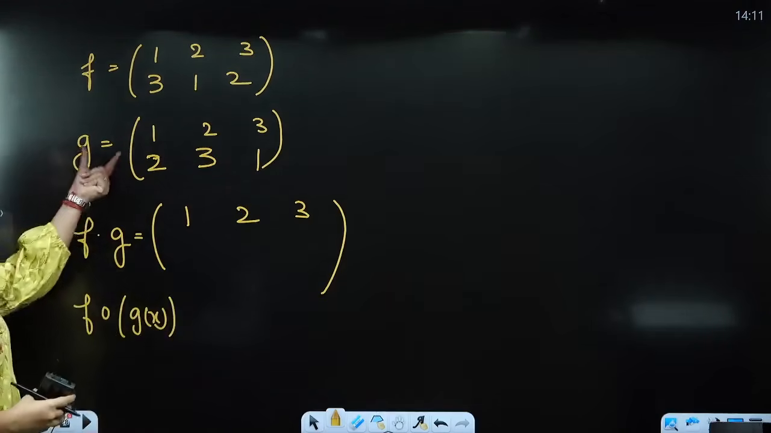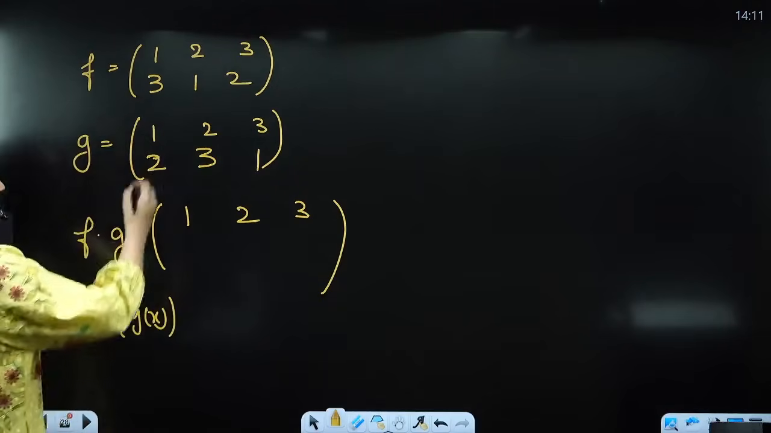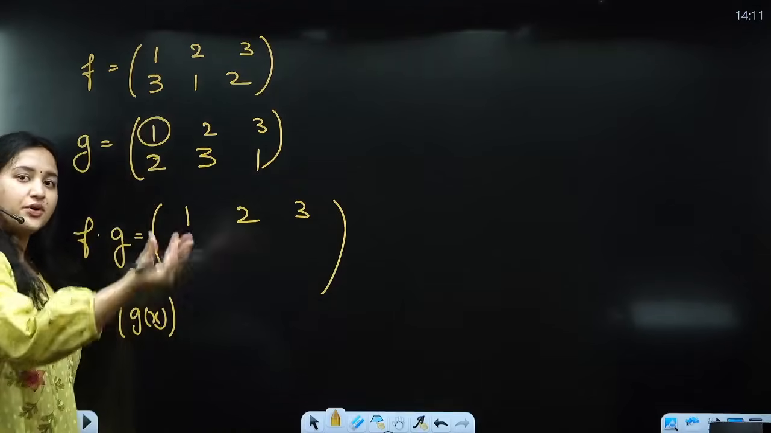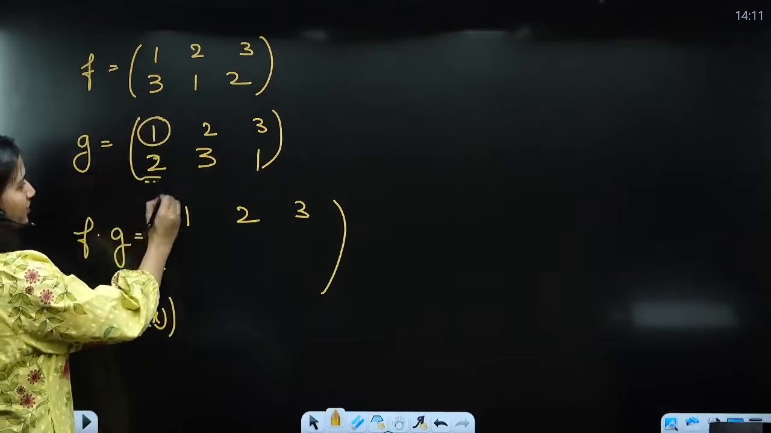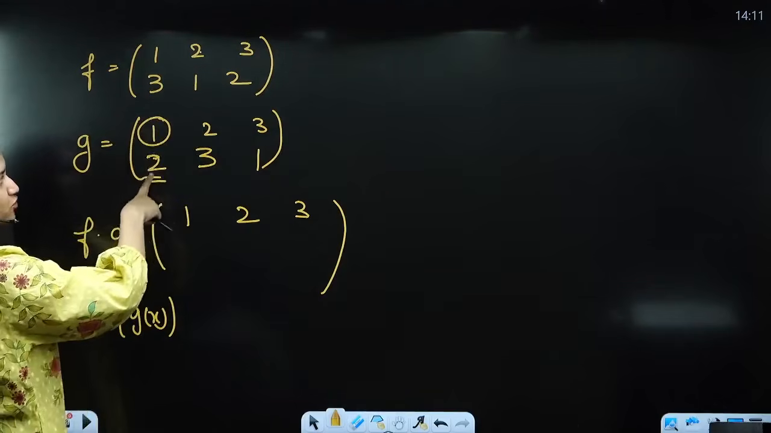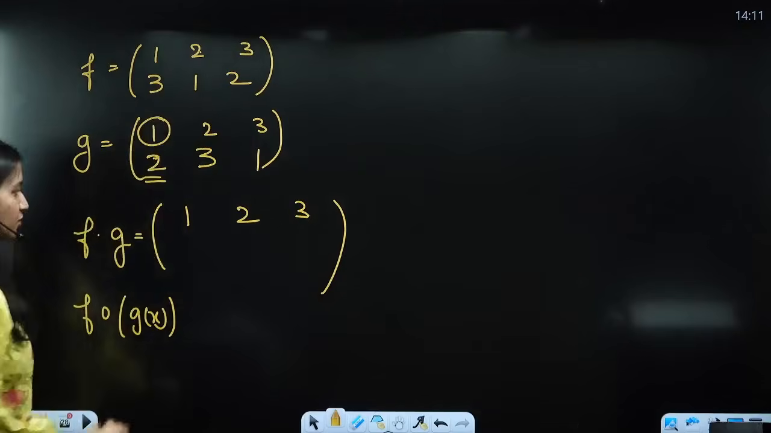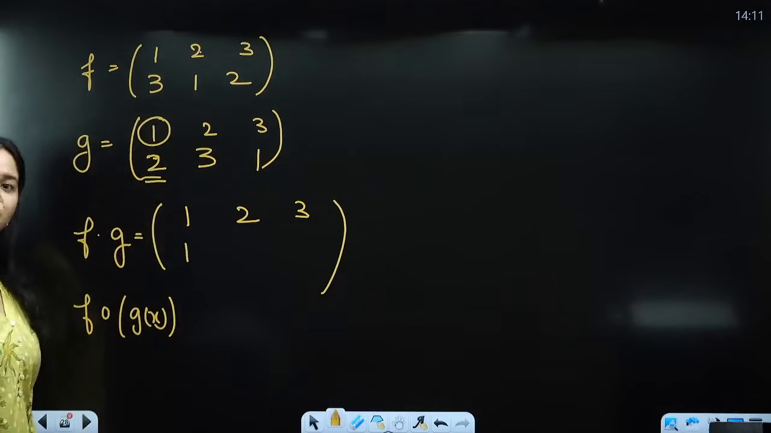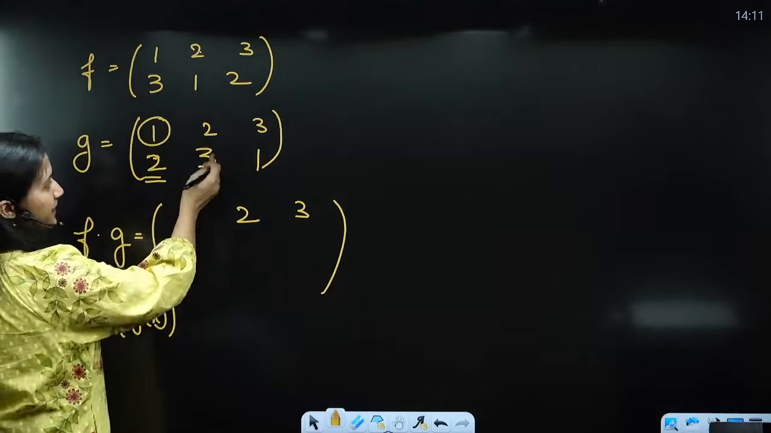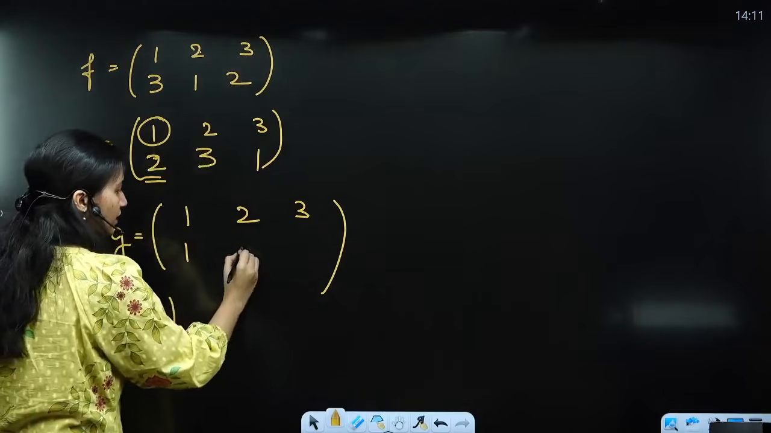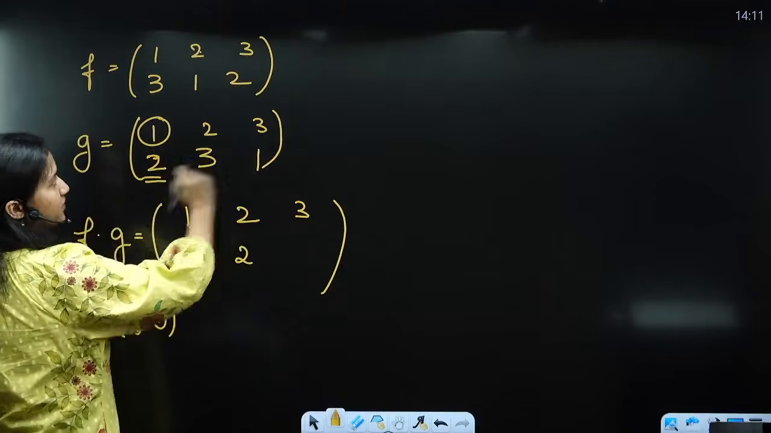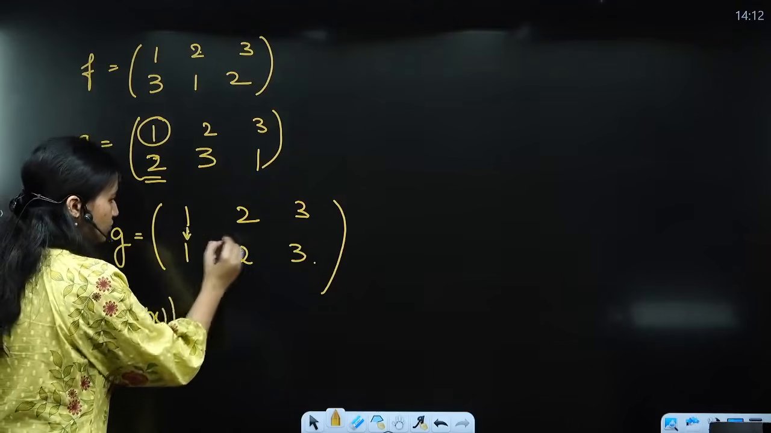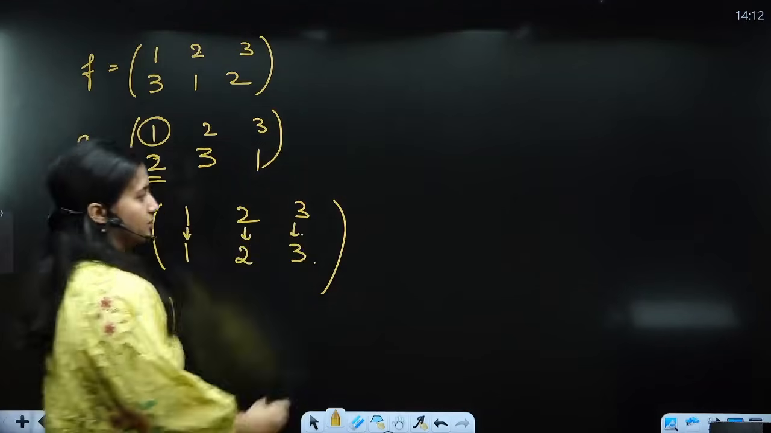So I'm going to start from g here, right? So if 1 is the input for g, it is giving me output as 2, which is going to be the input for f. That means from here I have to go here. So 1 is being mapped to 2 and 2 is being mapped to 1. So eventually f of g is going to give me what? 1 only as the image of 1. Then similarly 2 is mapped to 3 and 3 is mapped to 2. So I'm getting 2 here. 3 is mapped to 1 and 1 is mapped to 3. Now you can see that each element has been mapped to itself only, right? And this is your identity element.